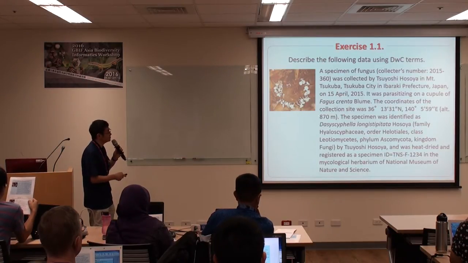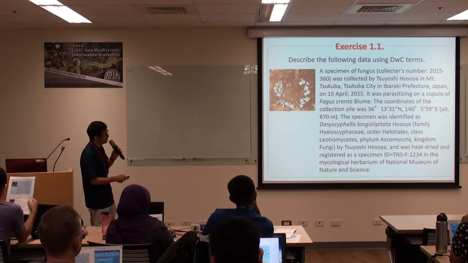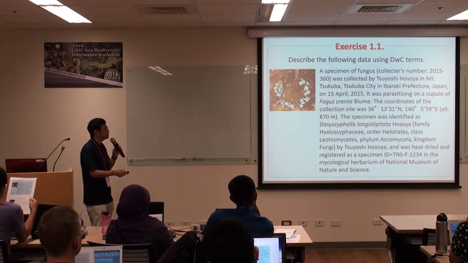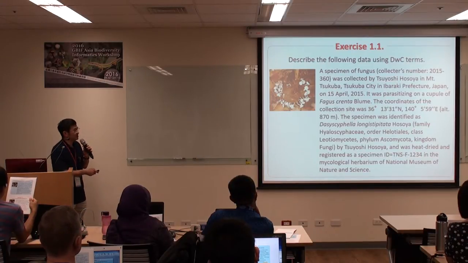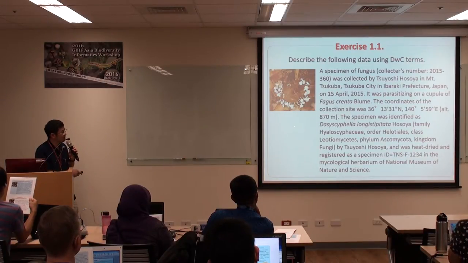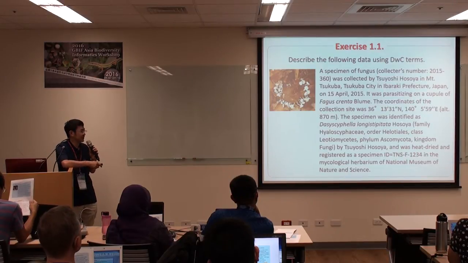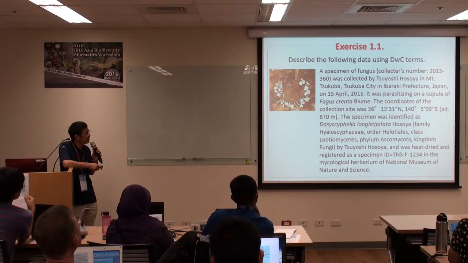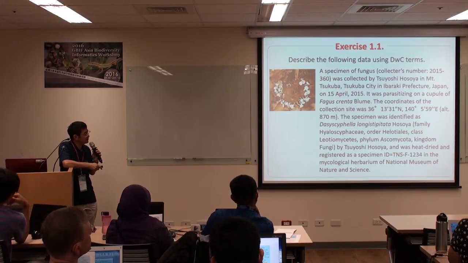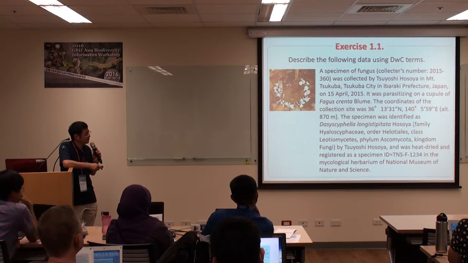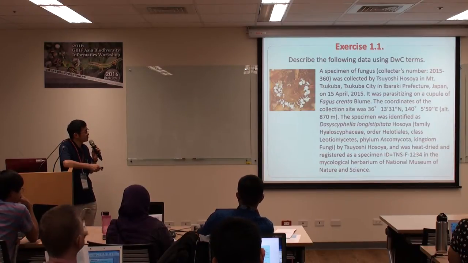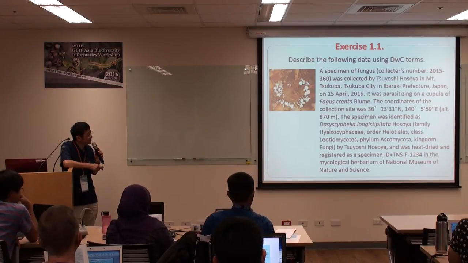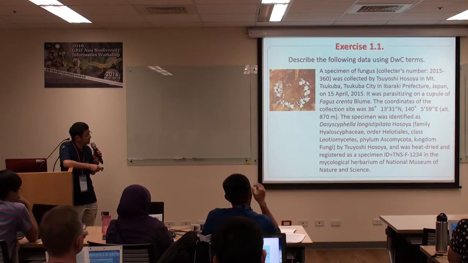So the coordination of the collection site was this in northern and this at the eastern latitude. The elevation by the altimeter was 870 meters. So the specimen was brought up to my laboratory and identified as the species, having my name as an authority, because I described this species. And this species belongs to this family, order, class, and phylum, and kingdom, fungi.